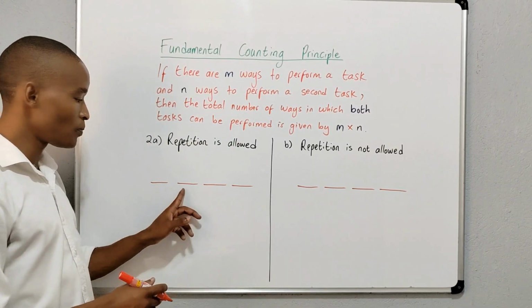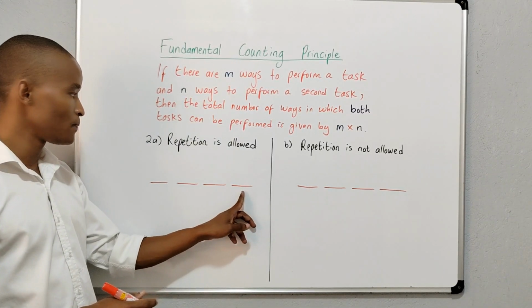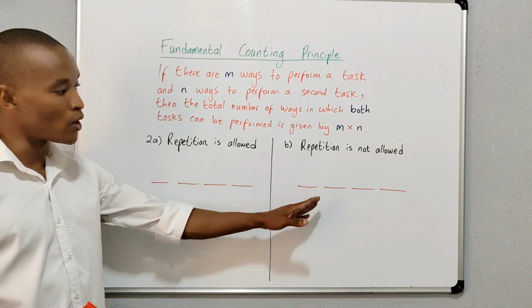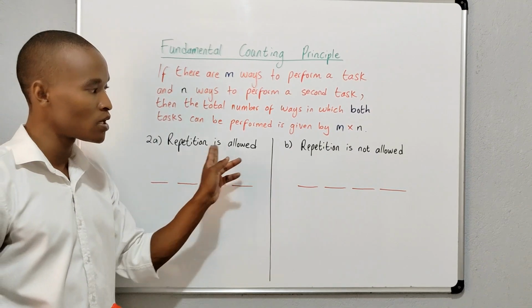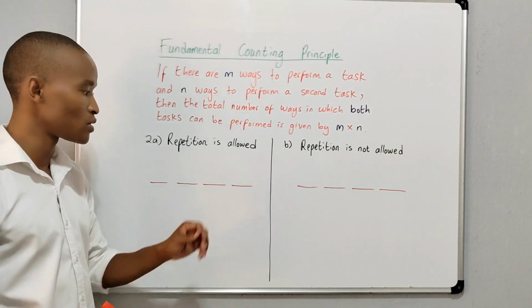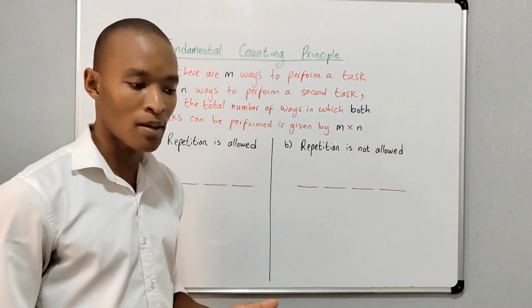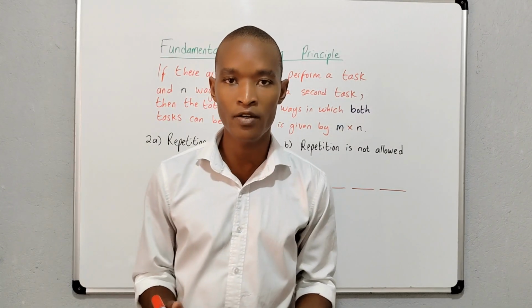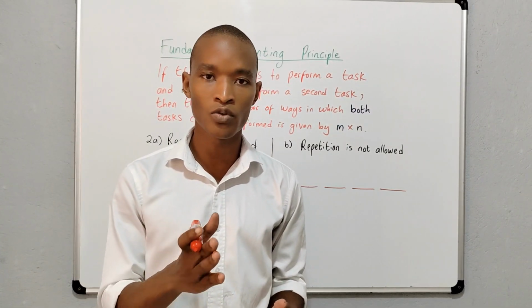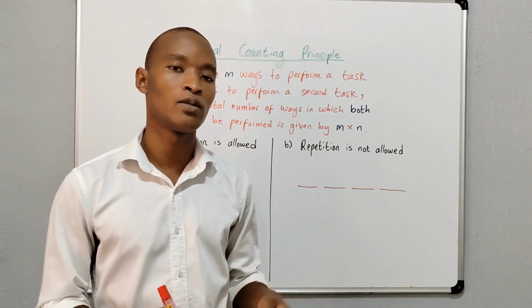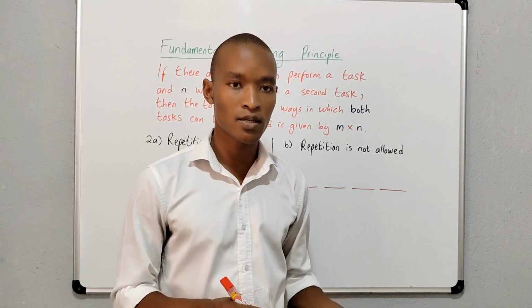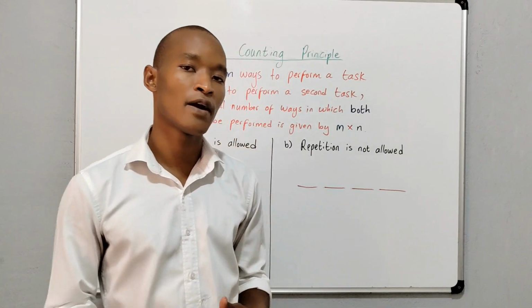So there are 4 places, as you can see, for both parts of the question, but they're different. Here we allow repetition, here we don't allow repetition. So let's start with this one. So meaning that if I take a number 2, I can repeat it. I can have 2, 2, 2, 2, or have 2, 2, 1, 1, 2, 2, 6, 6, 9, 9, 5, 5.